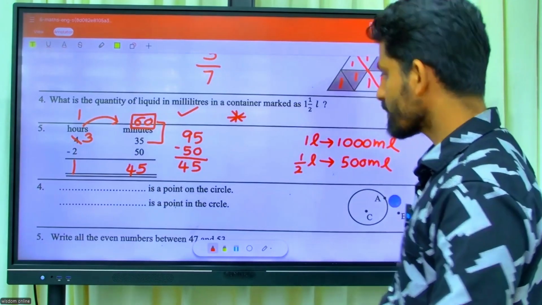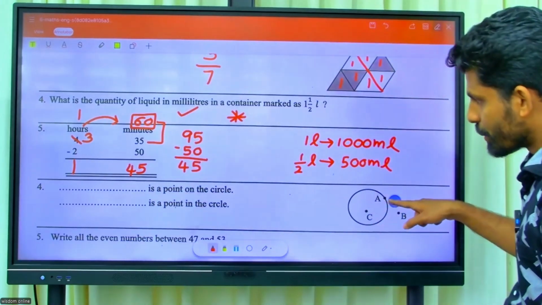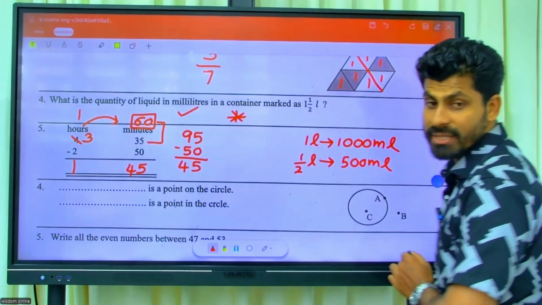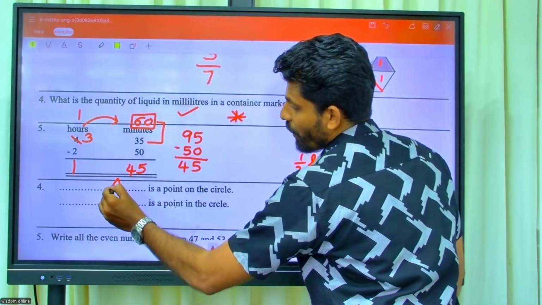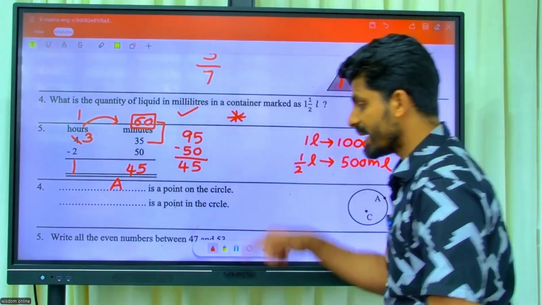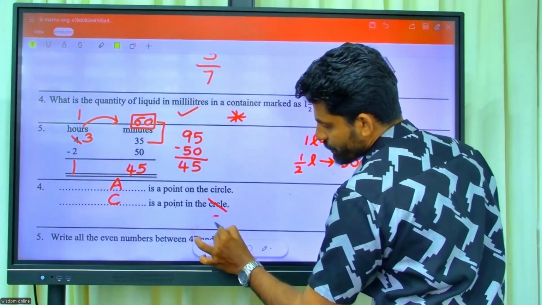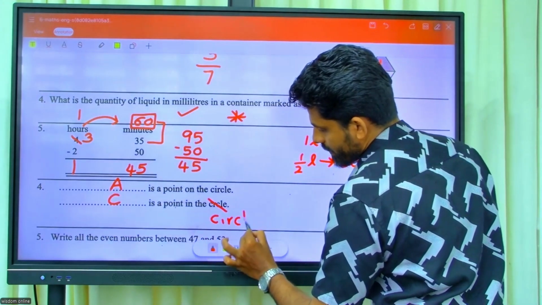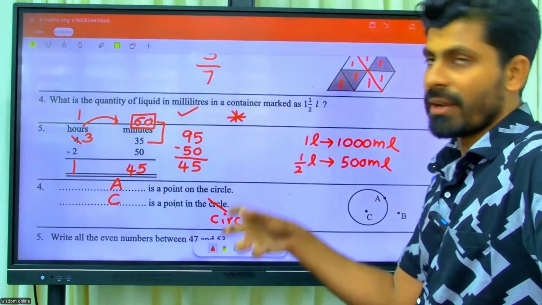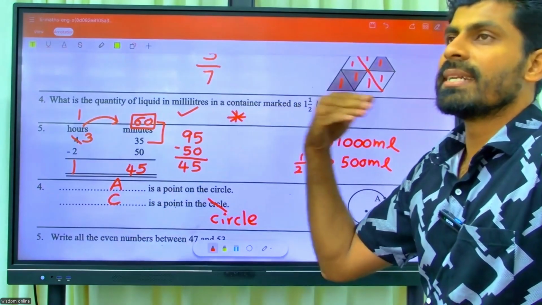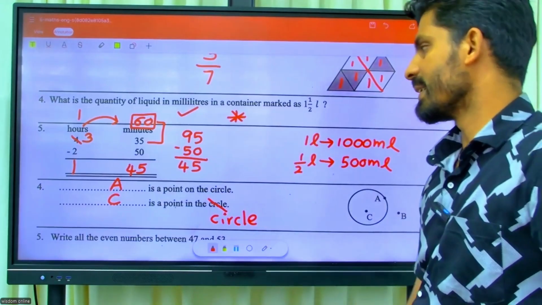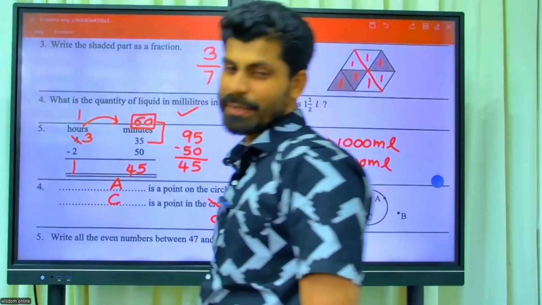Point on a circle. So what are the points on the circle? A is a point on the circle. C is a point in the circle. The circle should be like this. C is a point on the circle, inside the circle, or outside the circle. A is on the circle. Easy, right?